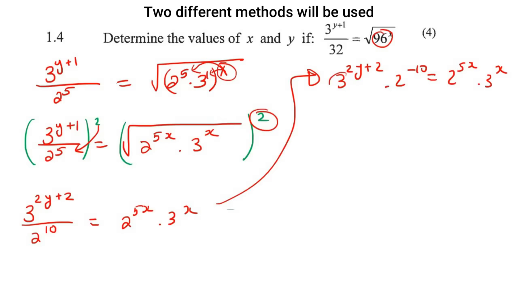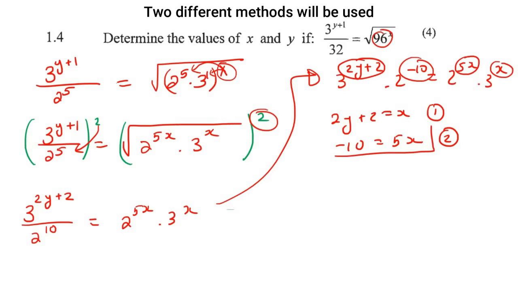So the only way that we can make the left and right equal is if this part is the same as that part. So 2y plus 2 equals x, and then this part is the same as that part. Now, our equations are different, but you'll see, we'll get to the same answer. So I'm going to use this equation to get x. So x would be negative 2.